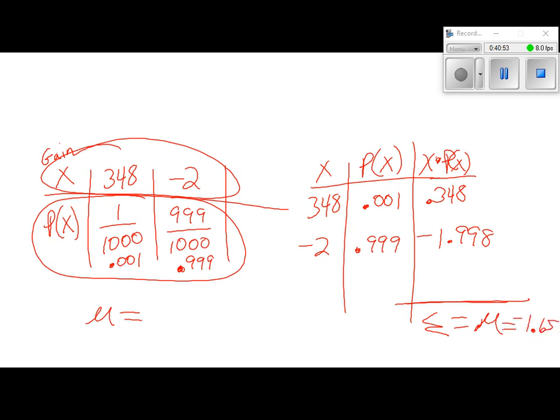The mu and the expected value are the same thing. So what we're saying is if we play this, we expect to lose. If we just play it for 1,000 years, we'd expect to lose about $1.65 each time.